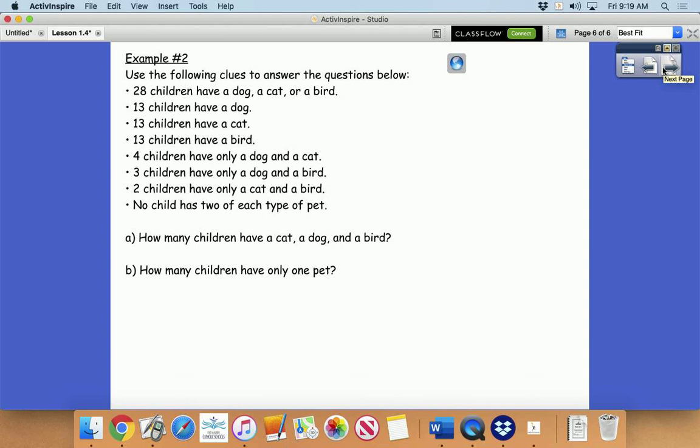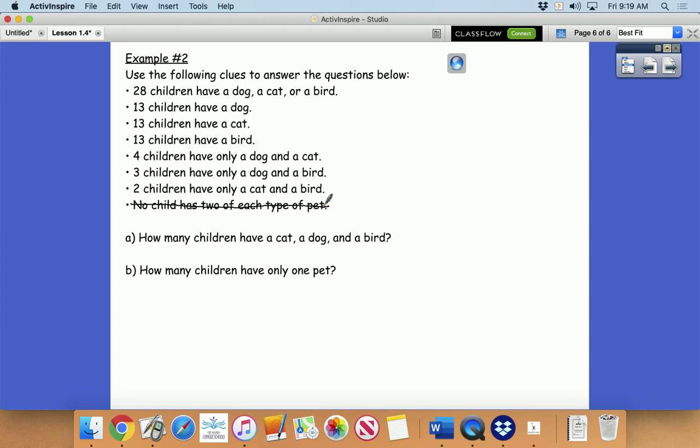We have 28 students who have a dog, a cat, or a bird. We have 13 students that have a dog. We have 13 students that have a cat. 13 students have a bird. 4 students have only a dog and a cat. 3 children have only a dog and a bird. 2 children have only a cat and a bird. And this information I'm going to cross off because I find it's not really useful.